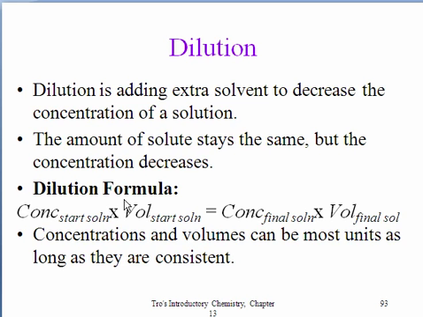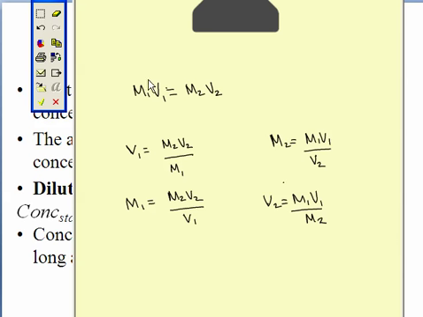Here's our dilution formula. The concentration of our initial solution times the volume of that initial solution is equal to the concentration of the final solution times the volume of the final solution. Concentrations and volumes can be any units as long as they're the same on both sides. So if I have a high concentration, I'm going to have a small volume, which will equal a low concentration times a high volume.